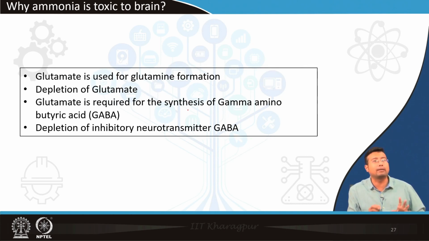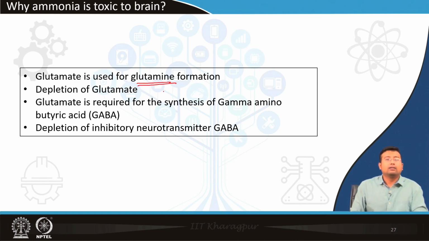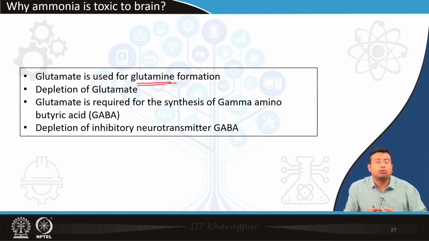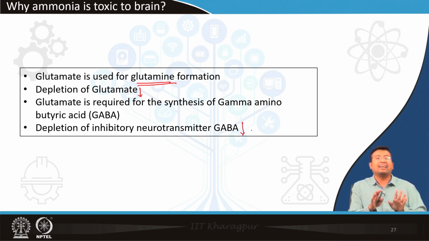Next mechanism, there are multiple mechanisms. Next, glutamate, when it is in excess, will be used in the formation of glutamine, right? We already know glutamate is deviated towards glutamine because it is a major mechanism of trapping of ammonia. So ultimately the amount of glutamate will decrease. Glutamate is actually utilized in the formation of one neurotransmitter, that is gamma aminobutyric acid. All right. So if glutamate is depleted, the inhibitory neurotransmitter GABA is depleted.